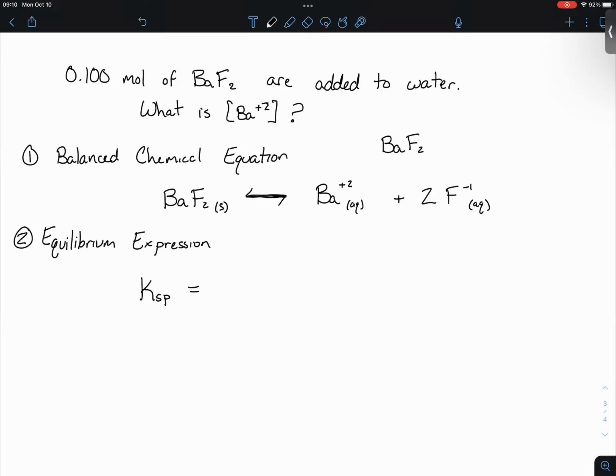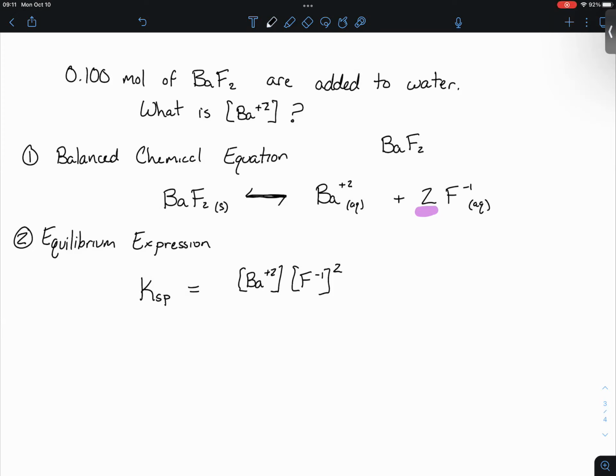And we're going to do our products, the concentration of barium times the concentration of the fluoride ions. But remember, because this is not just fluorine, but in our balanced chemical equation, there are 2 fluoride ions. I have to square that term in my equilibrium constant. Okay.